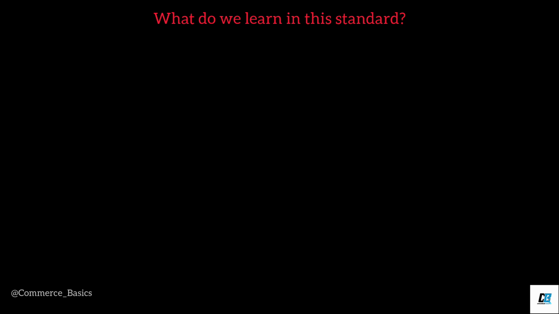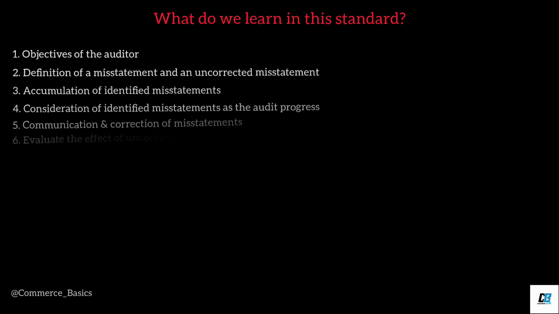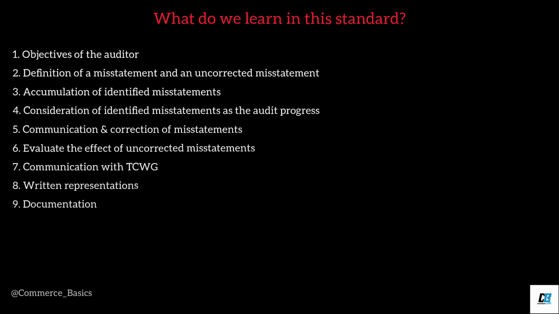So the first thing is objectives of the auditor, and next is the definition of a misstatement and the definition of an uncorrected misstatement. Next, how the auditor accumulates the identified misstatements. Then after accumulation, how does the auditor consider the identified misstatements? And next is how to communicate to management and correction of the misstatements. Next, evaluation of the uncorrected misstatements, and finally communication with the TCWG, then taking a written representation, and then final documentation. So these are the topics which we are going to cover in this standard.